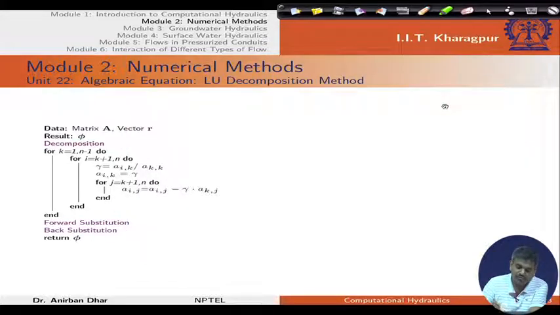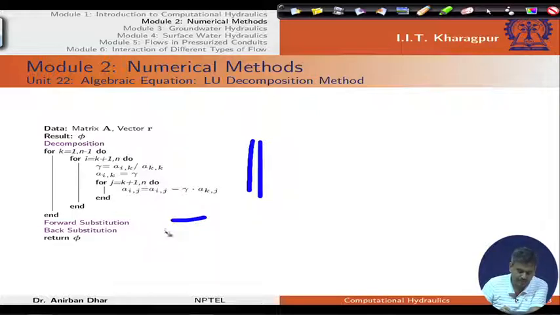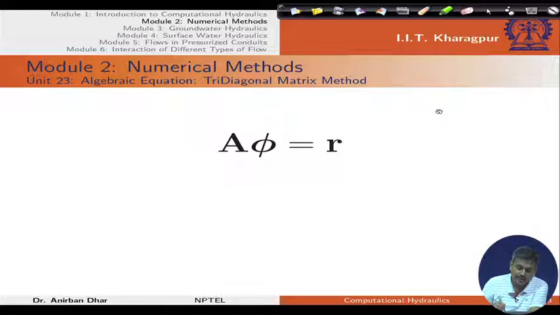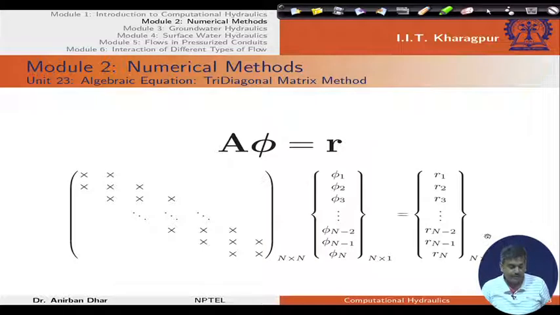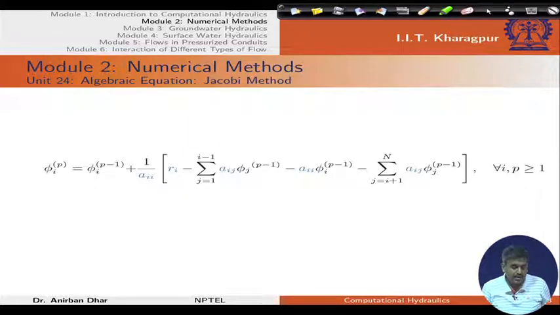In unit number 22 I discussed LU decomposition. First step is decomposition, then forward substitution, then backward substitution. Then we discussed the solution of tridiagonal matrix by considering the Thomas algorithm, or the tridiagonal matrix structure. And in unit number 24 I discussed Jacobi's method.